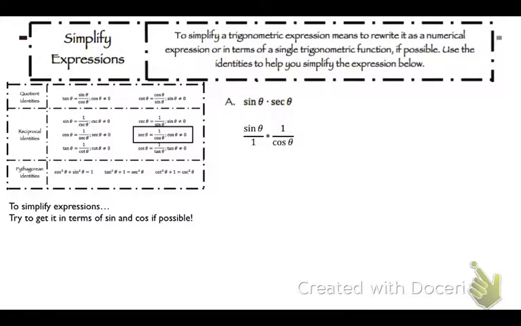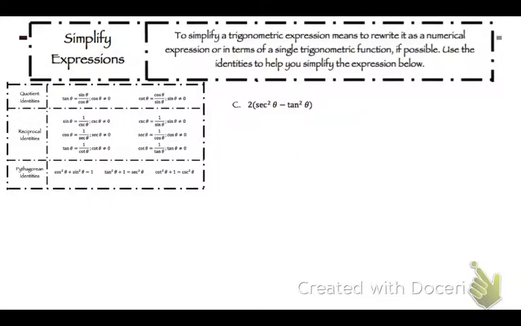We can put the sine of theta over 1 and multiply, so that's sine of theta over cosine of theta, which equals tangent of theta. So there's our answer. We got that down to one single trig function. Cool? Let's do this one.